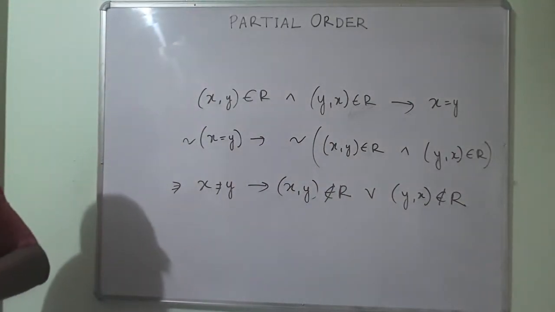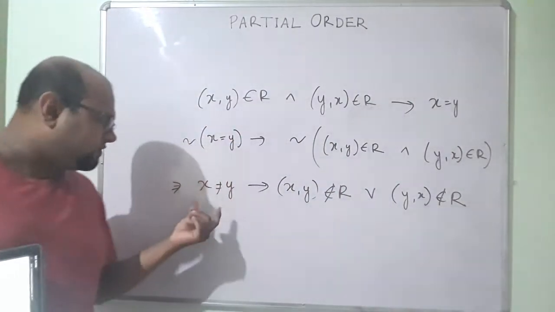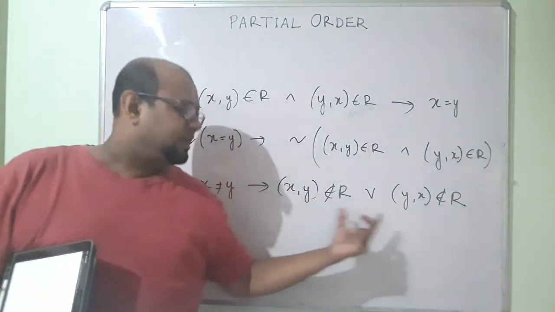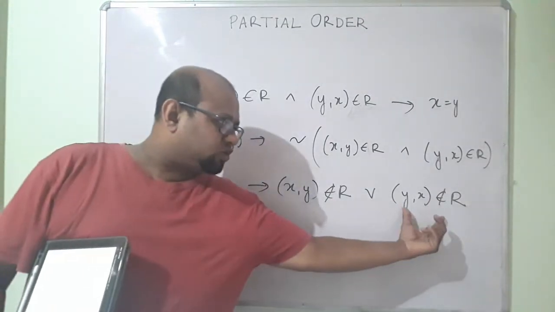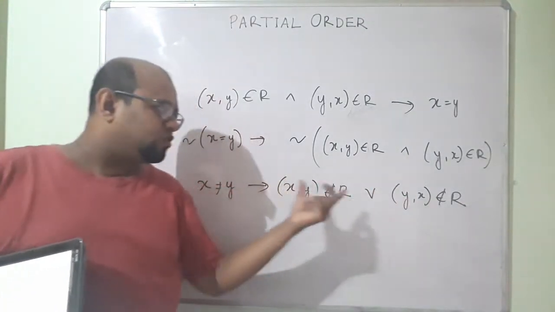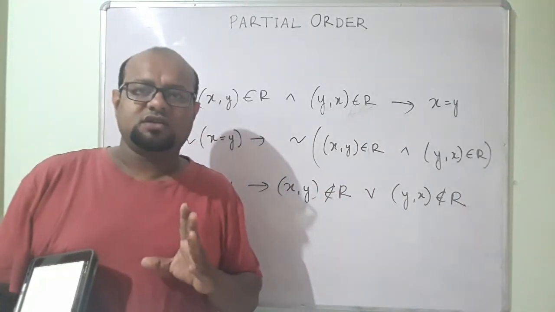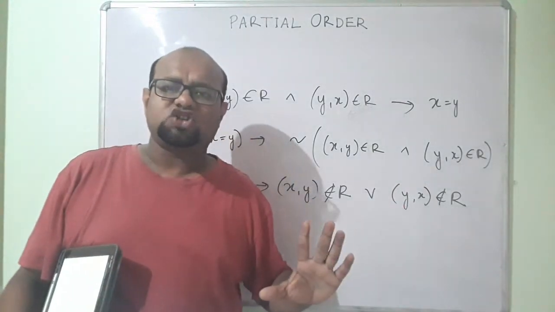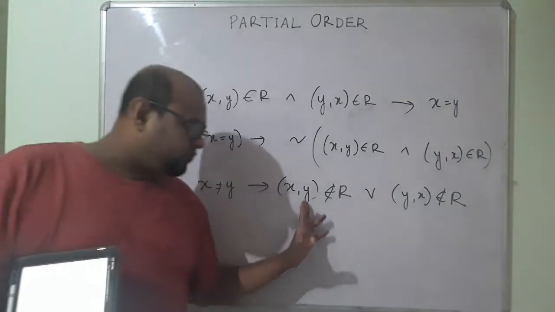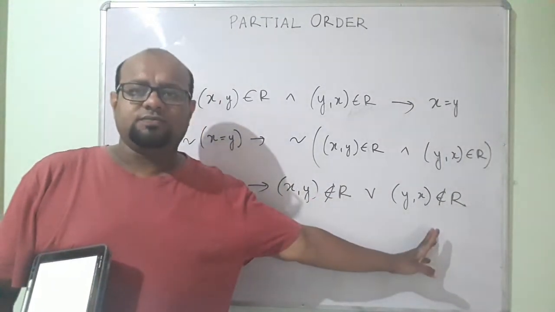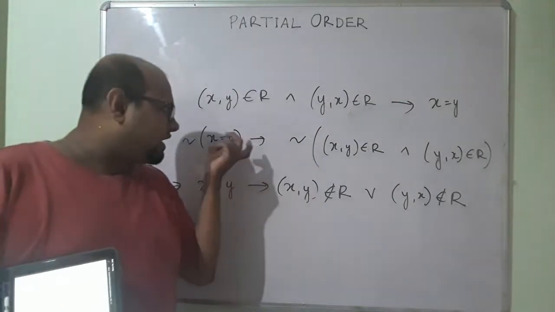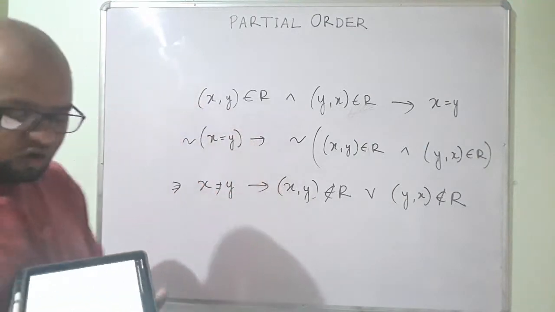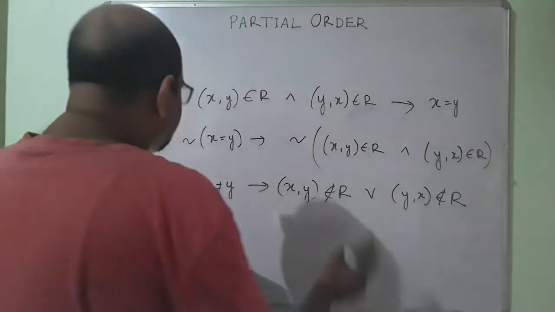So from this definition we notice if x is not equal to y, then one of these will not belong to the relation. If (x, y) belongs to the relation, then (y, x) will not belong to the relation. If (y, x) belongs to the relation, then (x, y) will not belong to the relation. If x is not equal to y, it is possible that both of them will not belong to the relation. That is not a problem. But if one of them belongs to the relation, the other cannot belong. Both of them will belong to the relation only when x is equal to y. We already talked about this. I am just giving you a revision.